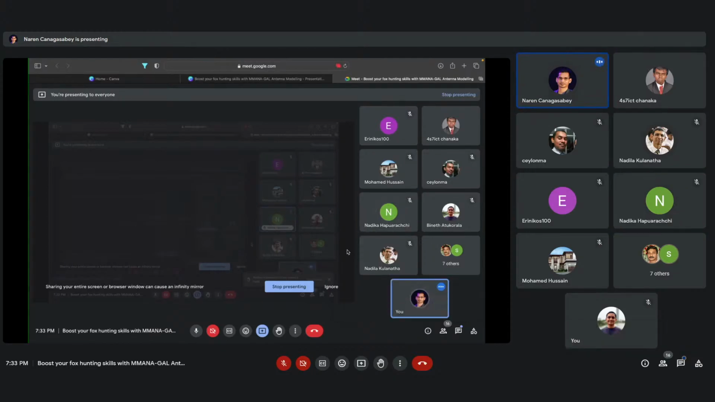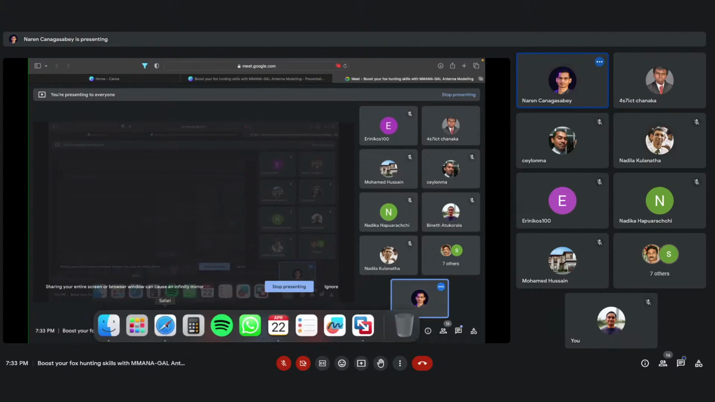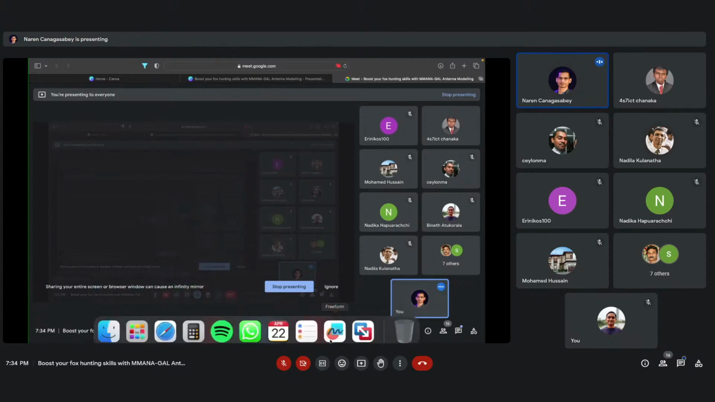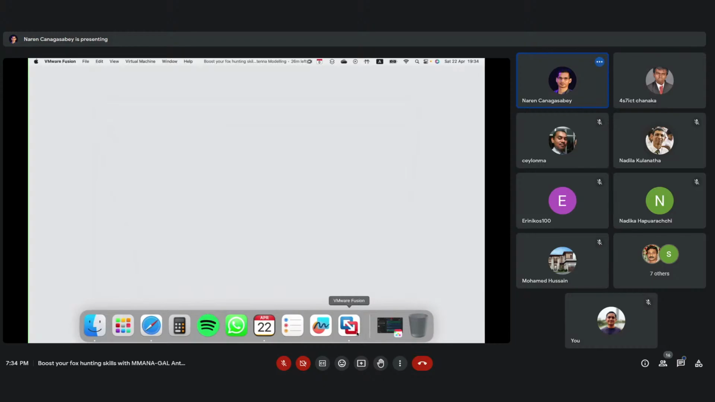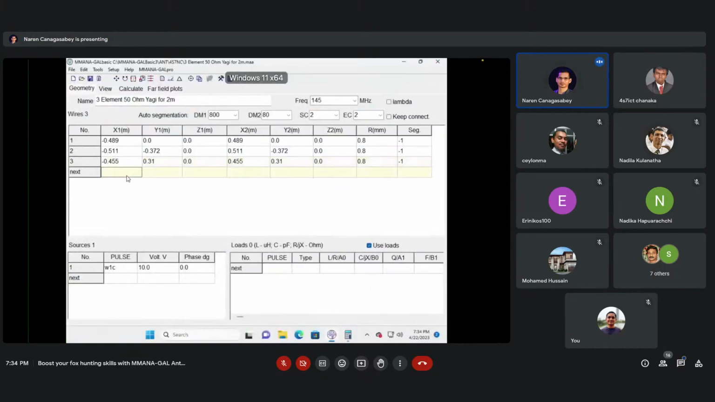Nadika, there is. You can have basically different sections, but that would not give you a desired pattern because it takes the elements separately. Let me just show you. Right, so if I were to add here, say, minus 0.455.